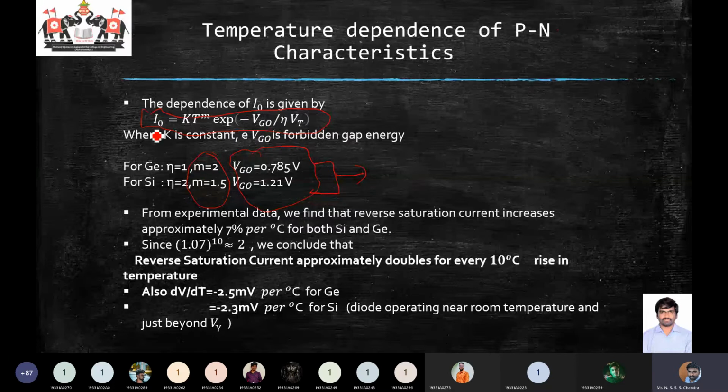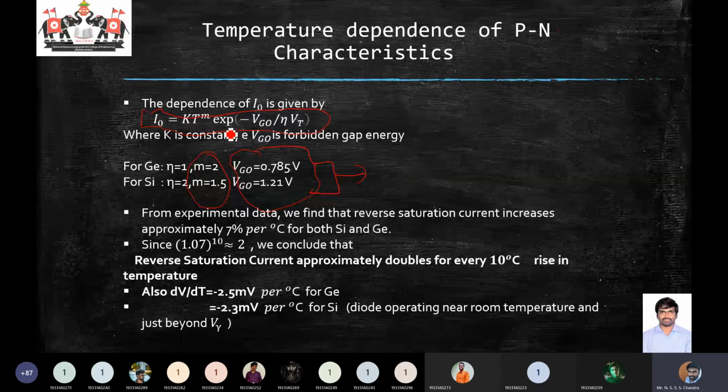So I depends upon T power m, and also within this Vt term, you already have T by 11,600. So even this Vt is going to depend upon your temperature. Overall, your current is going to depend upon your temperature. So we are drawing the VI characteristics only at a given temperature. If the temperature varies, obviously the shape of your curve will be modified.